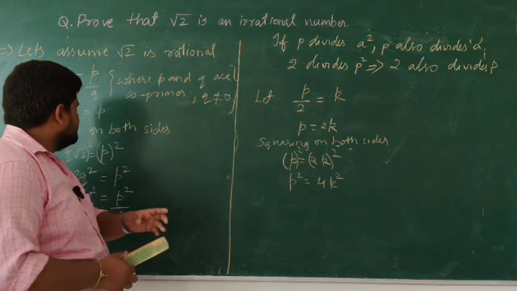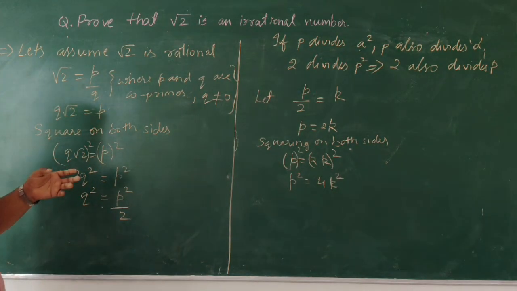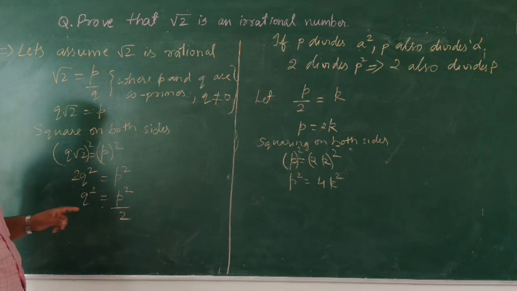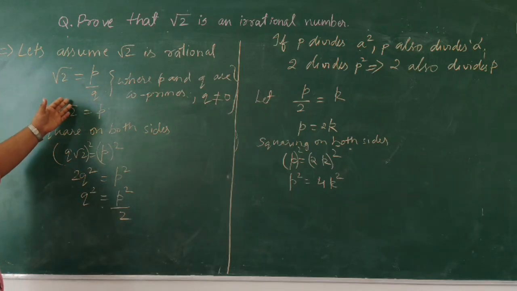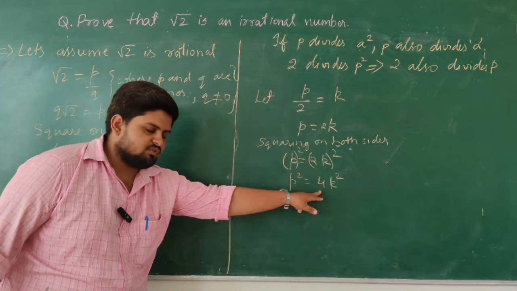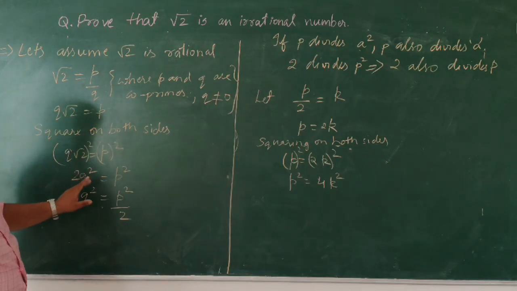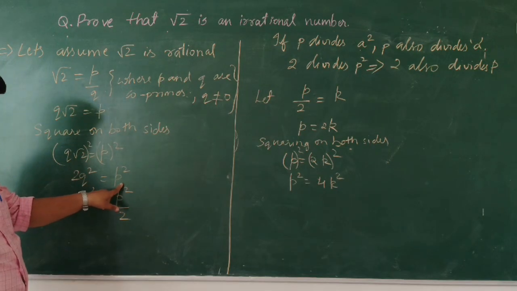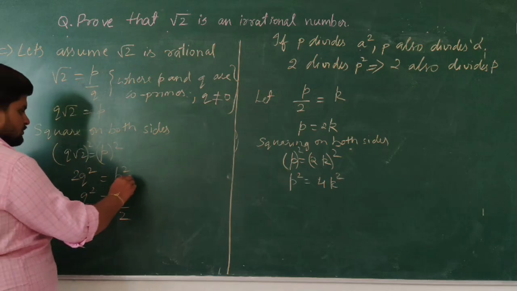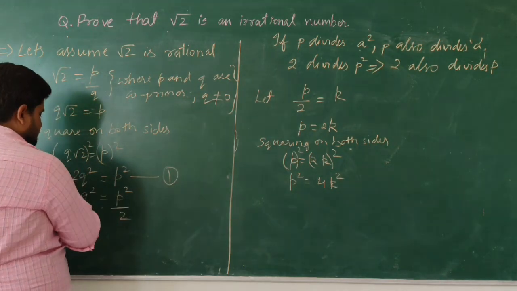Now let us come back to our previous assumptions which we have taken. Look at all these equations. Here we have p square is equal to 4k square. Do we have p square in any other? Yes, here we are having p square. Here p square is equal to 2q square. I will consider this as equation 1.